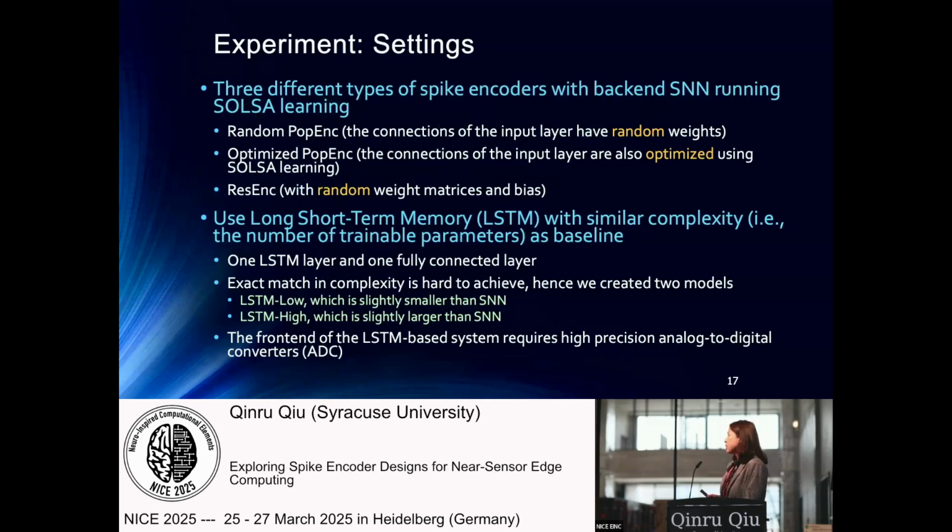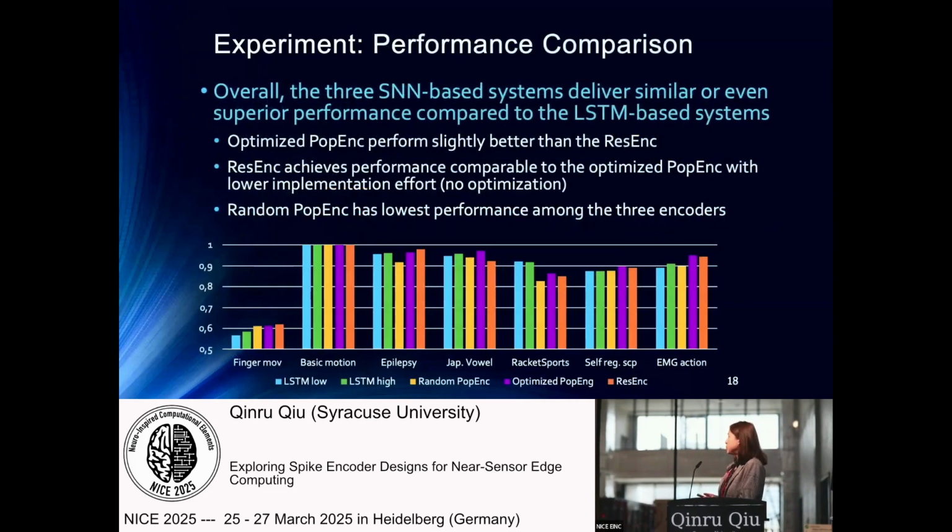And as a baseline, we also created a long short-term memory network, which is a pure ANN, with similar complexity to our spiking neural network-based classifier. The LSTM has one LSTM layer and one fully connected layer. In terms of complexity, we refer to the number of trainable parameters. However, it is very hard to make the two models have exactly the same number of trainable parameters. So we created two LSTMs. One has slightly smaller size than the SNN. The other has slightly higher size or complexity compared to the SNN. We need to note that the LSTM assumes the front end has a high precision analog to digital converter, so it receives floating point input.